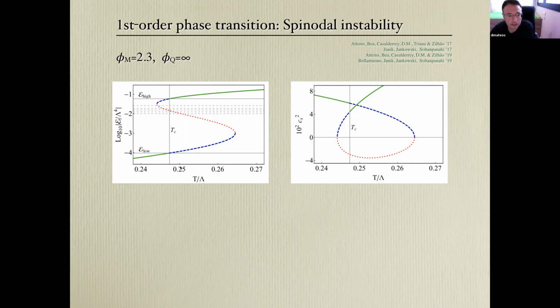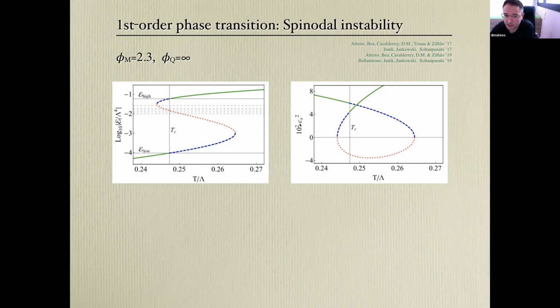In blue, here and here, you have the metastable branches where the specific heat is still positive, but this is not the absolute minimum of the free energy. The theory would prefer to be here. And then in red is what's called the spinodal region, where the specific heat is negative, and all these states are actually locally thermodynamically unstable.